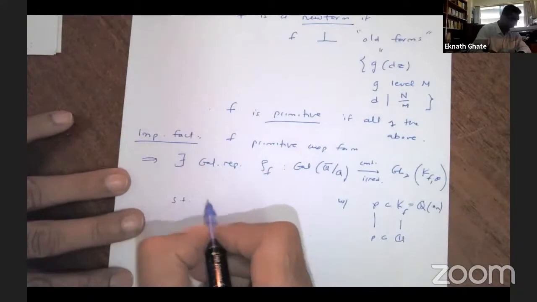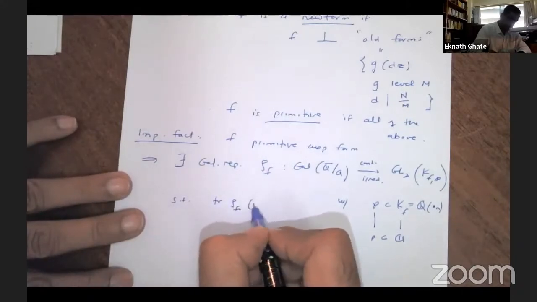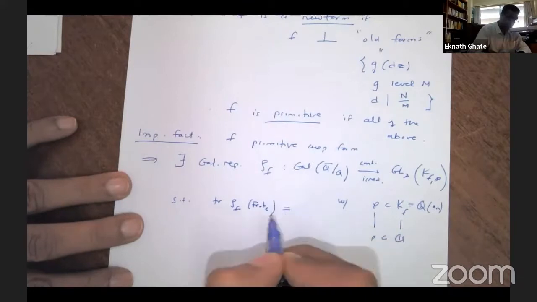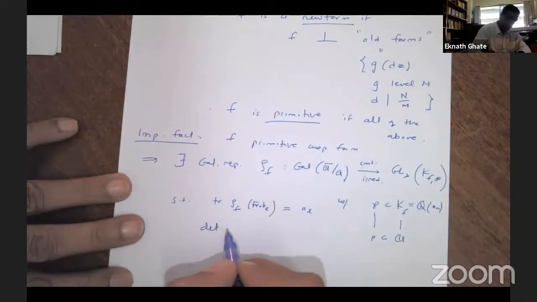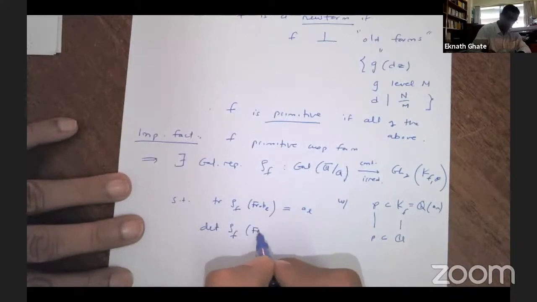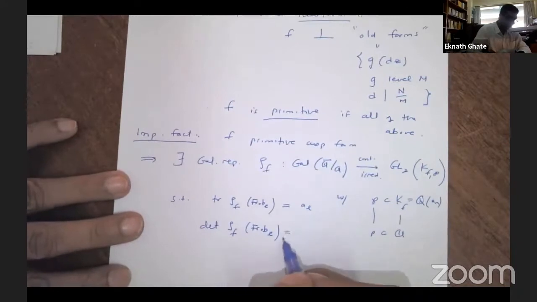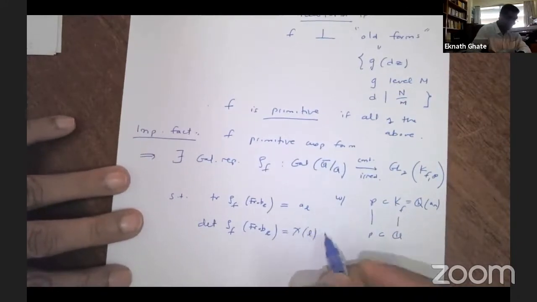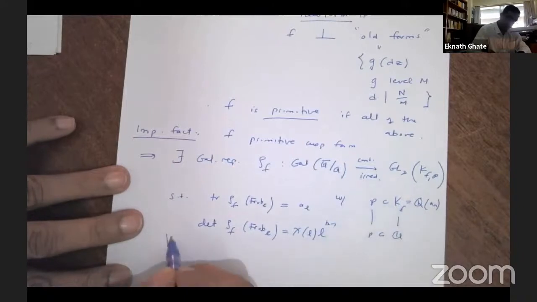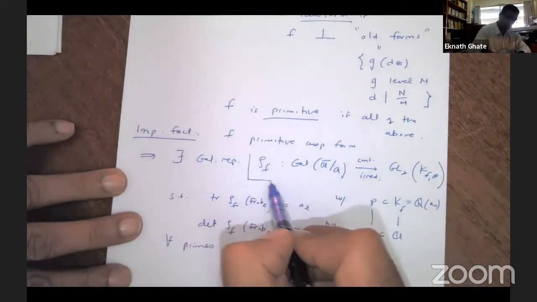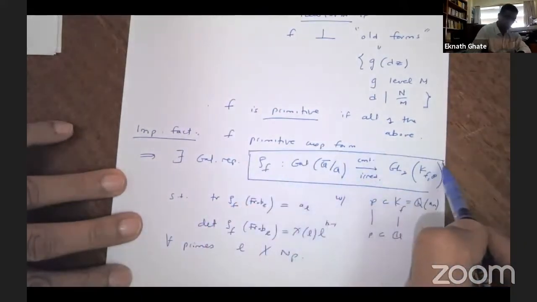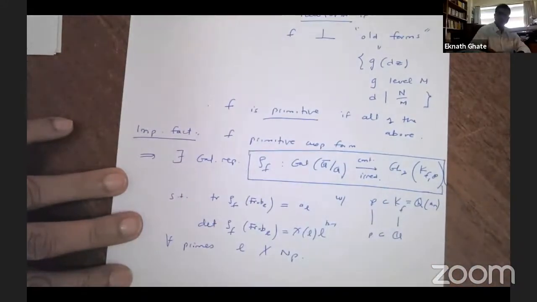Such that the trace of rho_f at the Frobenius element at a prime l is nothing but the l-th Fourier coefficient. And similarly, the determinant is given by a simple formula involving the Nebentypus character chi and the weight k, for all primes l not dividing Np. Okay, so there's this Galois representation.